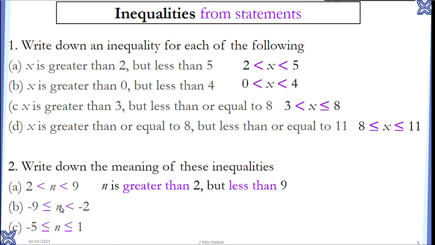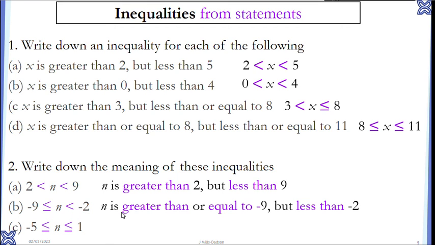Second one, N is bigger than or equal to negative 9, but N is less than negative 2. So N is greater than or equal to negative 9, but less than negative 2. Last one, N is bigger than or equal to negative 5, but less than or equal to 1.